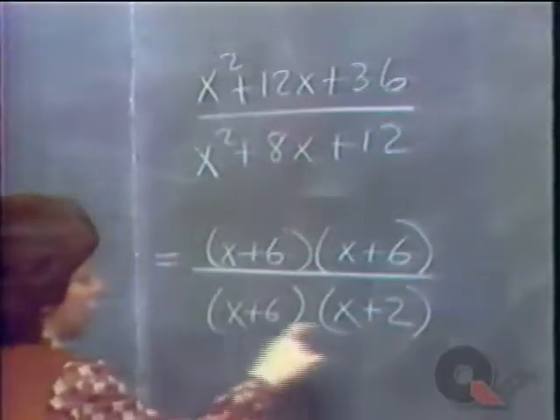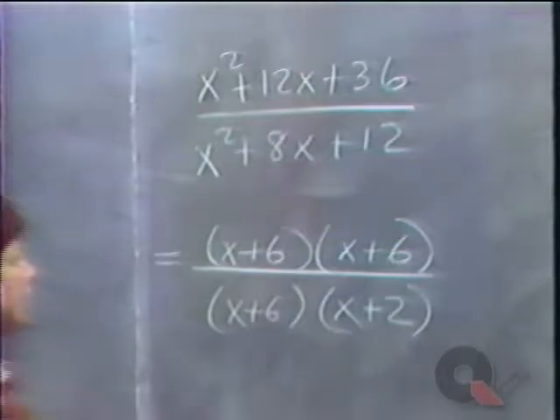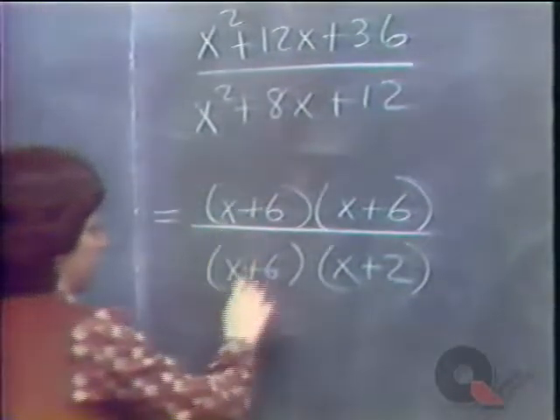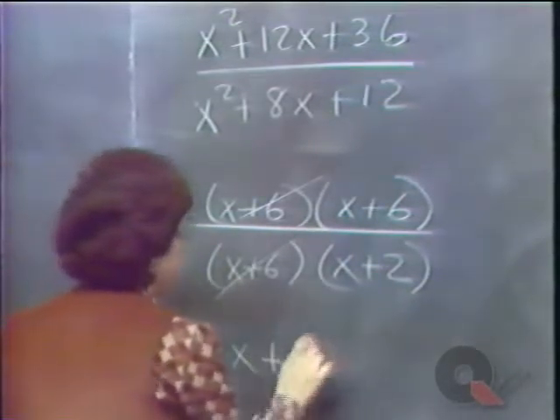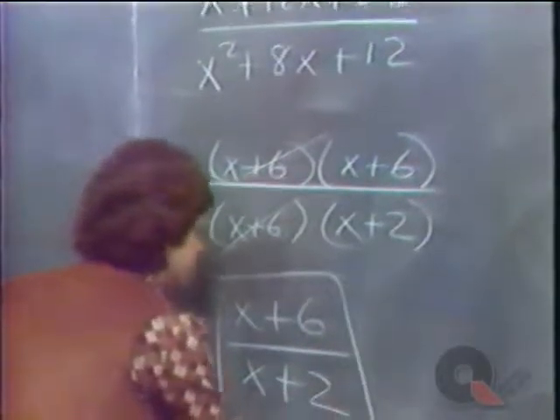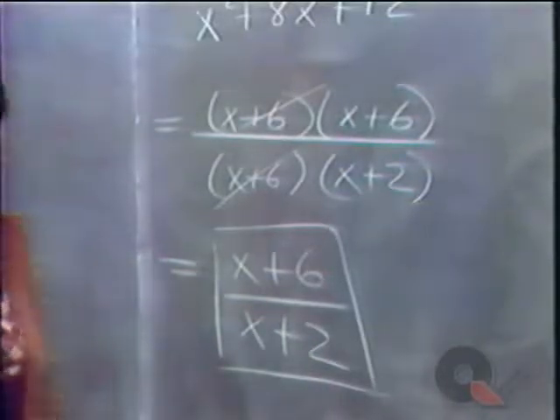And checking x squared plus 2x plus 6x, that's plus 8x plus 12. Now we notice that in the top and the bottom, x plus 6 is a factor. We can divide numerator and denominator by x plus 6 and get the final answer, x plus 6 over x plus 2. And that is the final answer. Don't put the 2 into the 6 or cancel the x's. That's as far as you go in this problem.